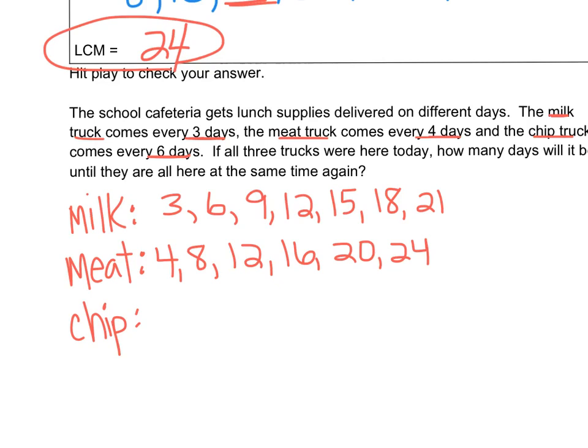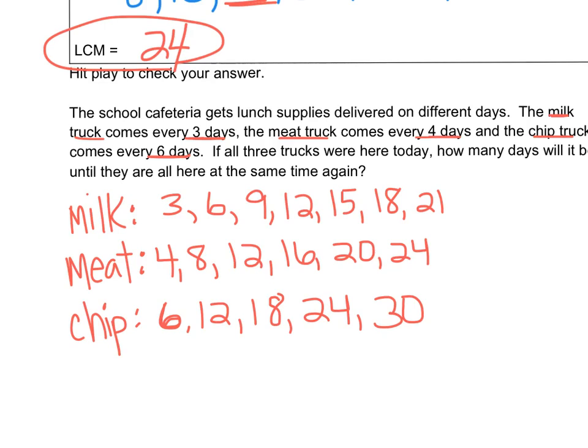Okay, our chip truck comes every 6 days. So let's keep going with our chips. They'll be here in 6 days. Sorry about that. 12 days, 18 days. 6 times 3, 6 times 4 is going to be 24. And then we would have 30. So I'm already higher than my other numbers.